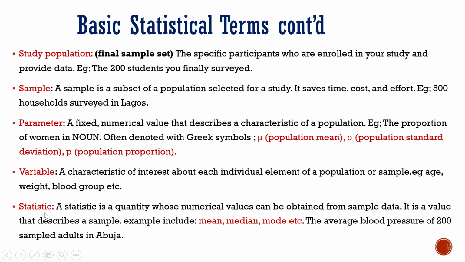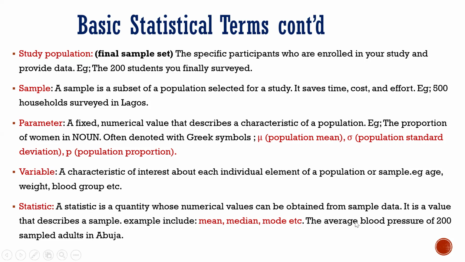Then we have another thing called statistic. Statistic. Notice there is no S. Okay. So it's a quantity whose numerical values can be obtained from sample data. It is a value that describes a sample. And we've talked about what a sample is here. Examples are the mean, median, mode. They are called statistics. Okay. So they help to describe a sample and give it a very good meaning.